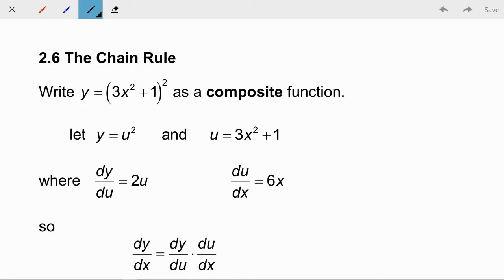Sometimes we don't have any choice but to use the chain rule, but I wanted to show you this as kind of a shortcut first. So take a look at this function. y is equal to 3x squared plus 1, and that quantity is squared.